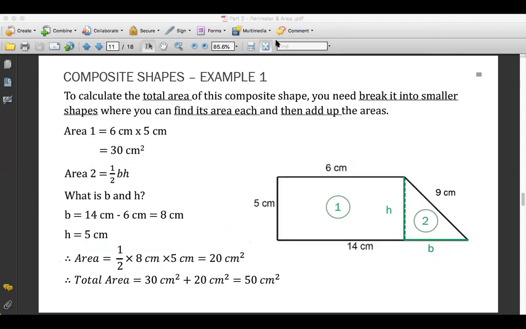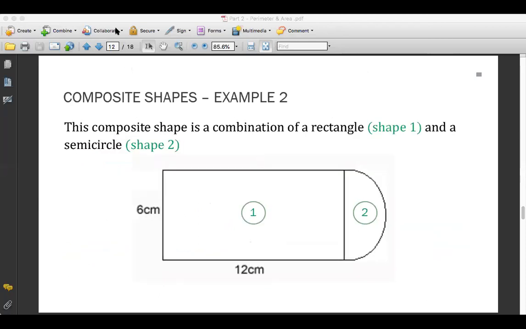All right, going on to example 2. Now this example 2 also has two shapes. First is a rectangle, which is shape 1 here. Shape 1 is this rectangle, and shape 2 is the half circle, the semicircle. To find the perimeter of this whole shape, you are going to only look at the outside. You will not include this length. You only carry on with the outside.